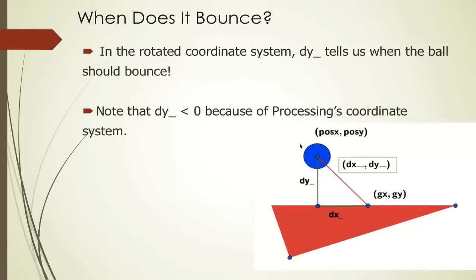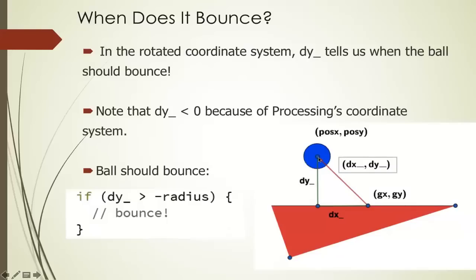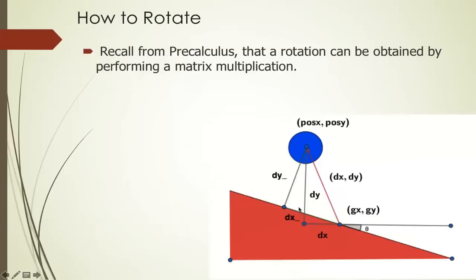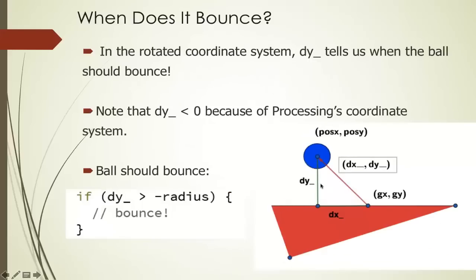By the way, because the origin is the top left corner of the screen, dy underscore is actually negative, right? You can see that because this point is bigger than this point vertically. So dy underscore will be negative. Because of that, we want to check for the very first time that dy underscore is bigger than negative the radius. This is backwards, so you have to look at it a little differently. Because this is opposite, the very first time that dy underscore is bigger than negative the radius, that's when you bounce. So think about that.